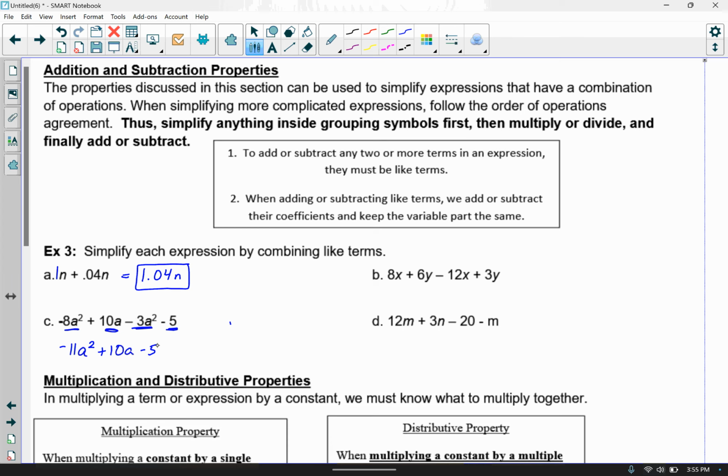We'll do one more. Let's look over here at letter B. If I'm combining like terms, I can combine my x's together. So 8x minus 12x. So 8 minus 12 gives me what kind of 4? Hopefully you agree, a -4x. My y is 6y plus 3y. So 6 plus 3 is a positive 9y. I'm letting my operations determine my signs, okay?